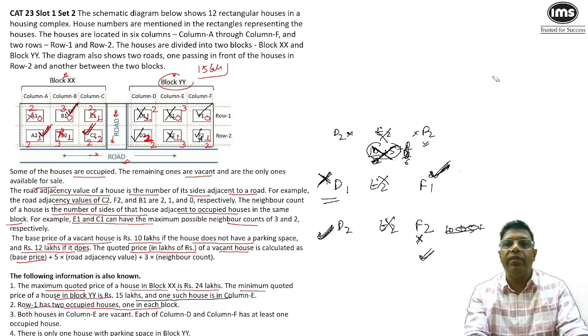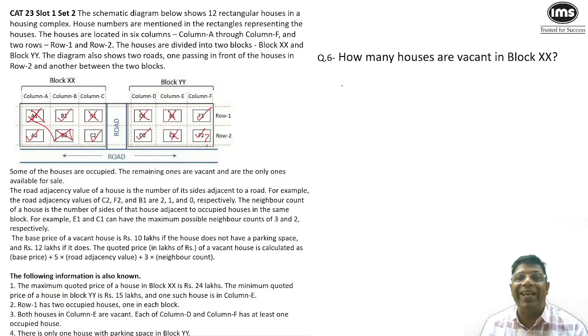So, a pretty interesting question where you analyze multiple cases. Let's look at the first question. How many houses are vacant in block XX? So you know that in block XX, A1 is vacant, A2, B1 and C2 are occupied, and the remaining 3 houses are vacant. So the answer for this question is going to be 3.